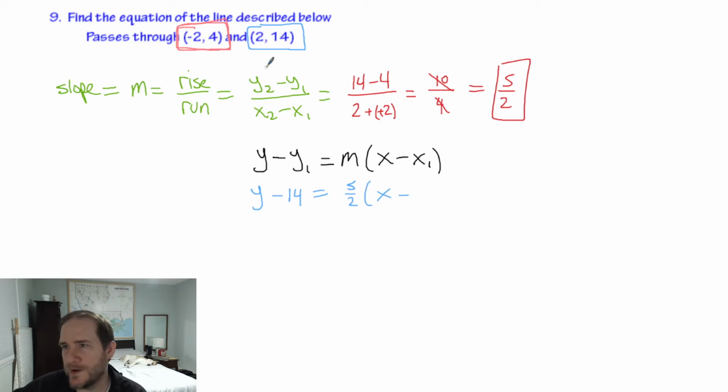And then x1 is my x coordinate. You have to use the same x. If you're using 14, you have to use 2. So be careful you don't say negative 2. So we're going to go with 2. All right, now what? Just clean this up.